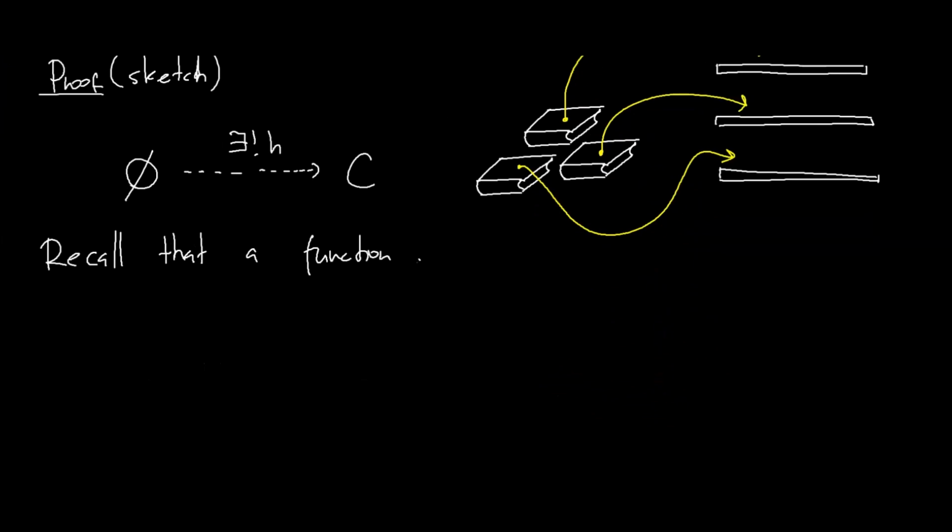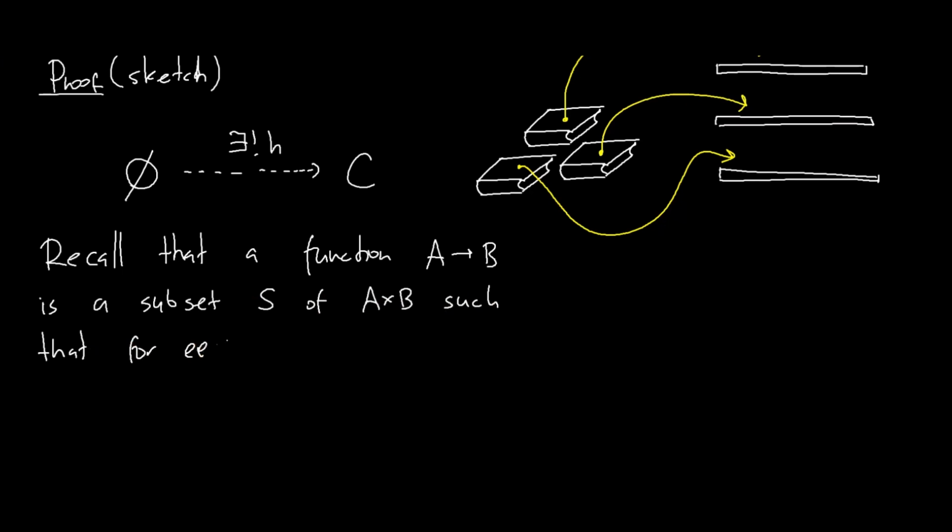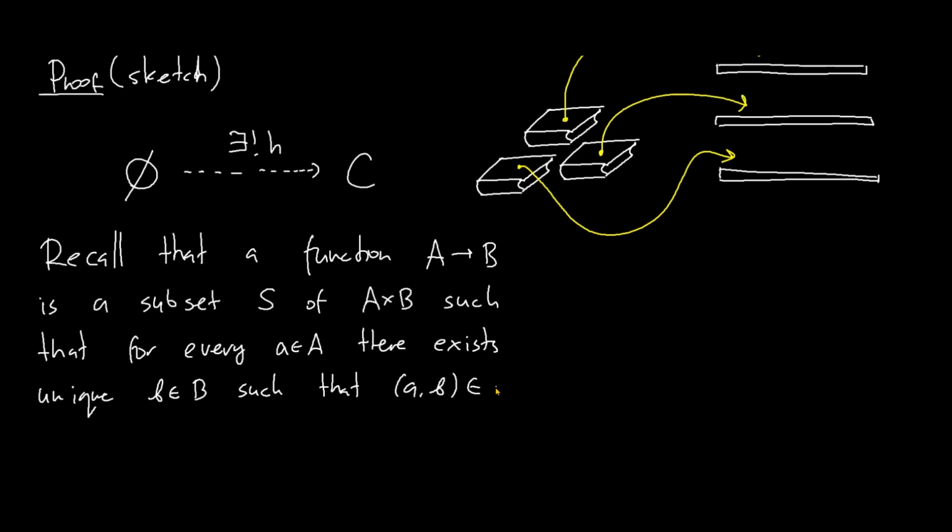Recall that a function in general, between any two sets, let's say any two sets A and B, is a subset of the Cartesian product. Let's call this subset S, a subset S of the Cartesian product A cross B, such that for every A, there exists unique B in B, such that the pair AB belongs to S. Sorry, I should have said for every A.